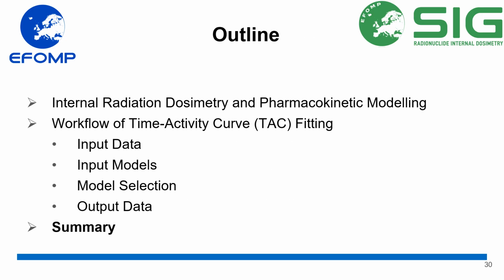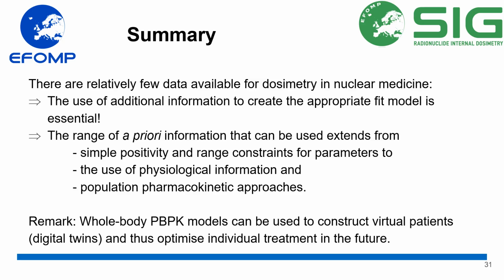Summary. There are relatively few data available for dosimetry in nuclear medicine. Therefore, the use of additional information to create the appropriate fit model is essential. The range of a priori information that can be used extends from simple positivity and range constraints for parameters to the use of physiological information and population pharmacokinetic approaches. A final remark: whole-body PBPK models can be used to construct virtual patients or digital twins and thus optimize individual treatment in the future.